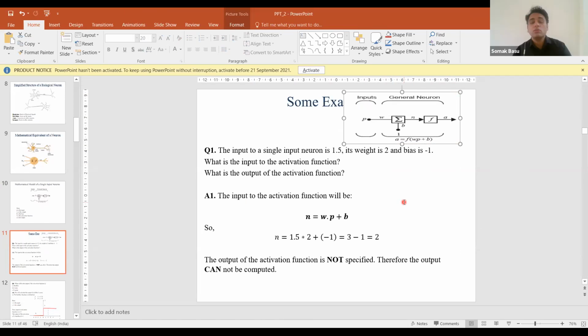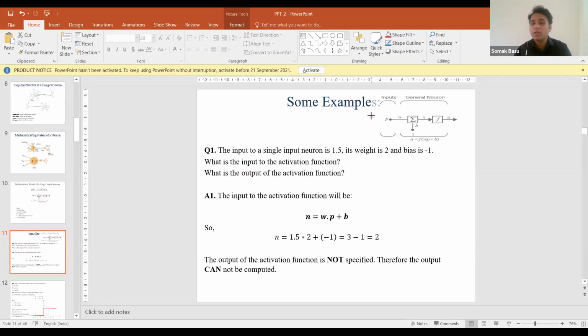Okay. So what is the question? The input is 1.5. So the value of P is 1.5. The weight is 2. The value of W is 2. The value of the bias B is -1. So what is the question? What is the input to the activation function? What is the second part of the question? What is the output of the activation function?